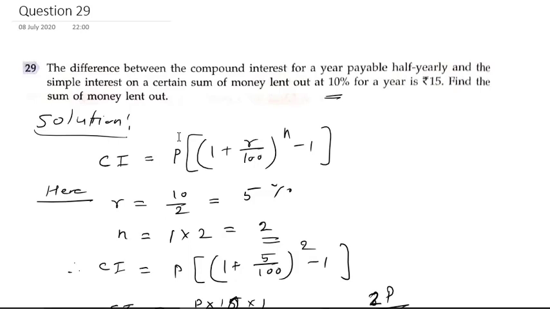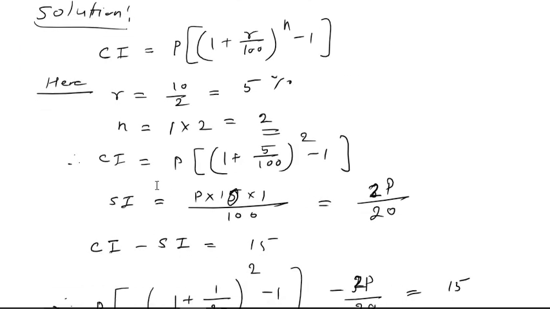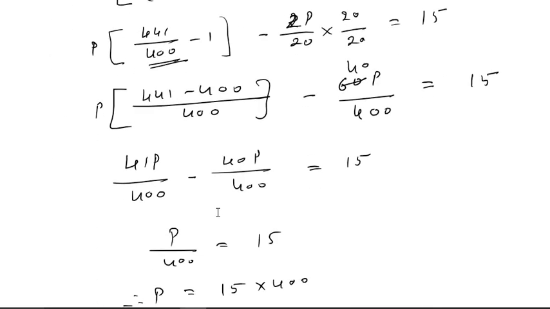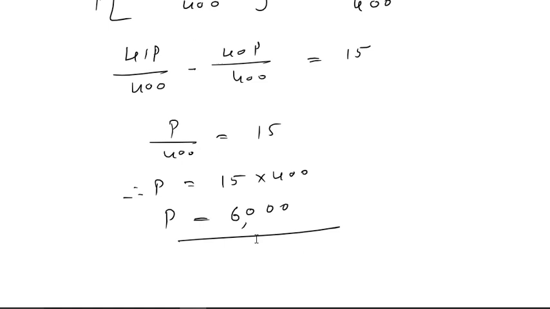The difference between the compound interest for a year payable half yearly and the simple interest on a certain sum of money lent out at 10% for a year is rupees 15. So the difference between compound interest and simple interest is given. Now here for compound interest, we are paying compound interest half yearly. So for half a year, we are going to charge interest. So for half yearly, my rate of interest will become 5 and the number of periods for 1 year will become 2. So I will use the formula for compound interest and the formula for simple interest and find their difference. Their difference will be rupees 15. So I equate that difference and I will get P. The value of P is rupees 6,000.